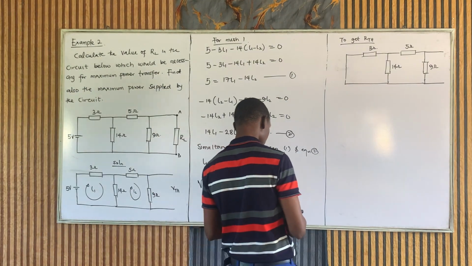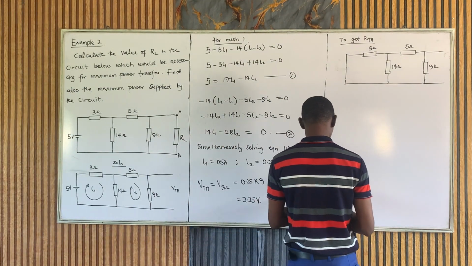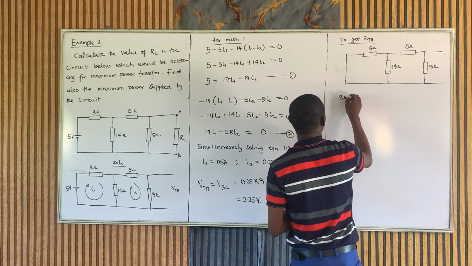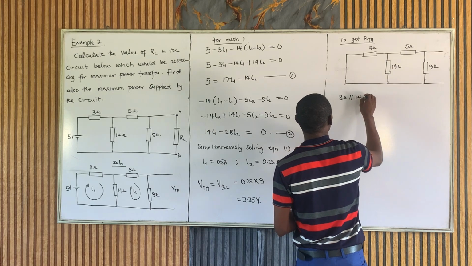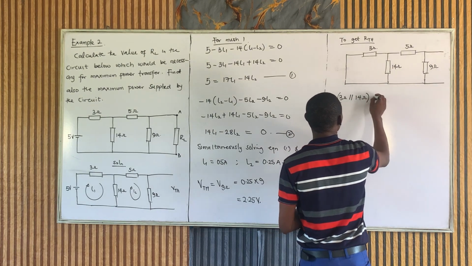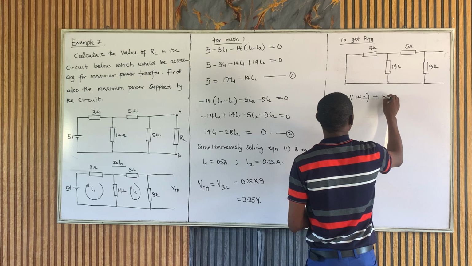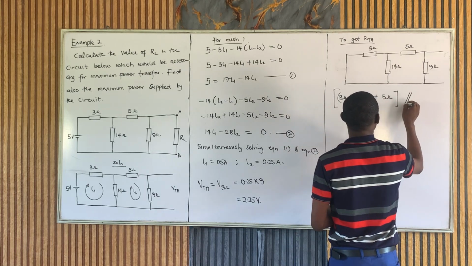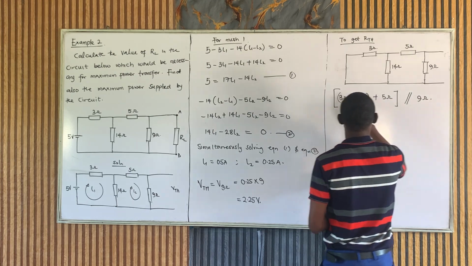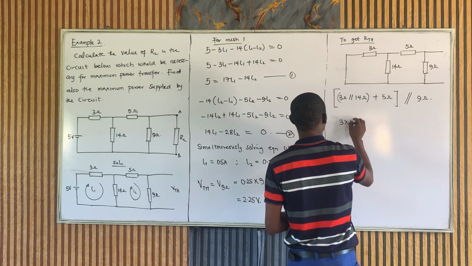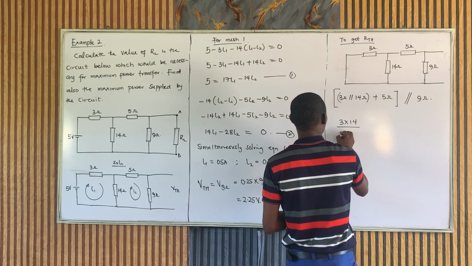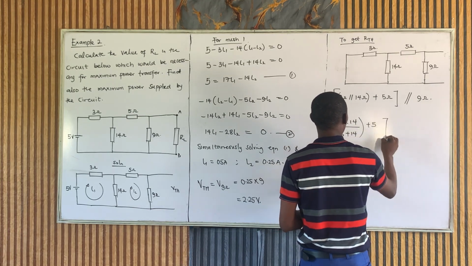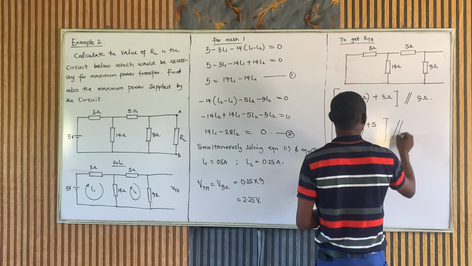So let's calculate this. I'm not going to go straight direct, that's taking much time. First of all, 3 ohms in parallel with 14 ohms, and this combination in series with the 5 ohm resistor. And that in parallel again with the 9 ohm resistor. Let's begin with this. This is 3 times 14 over 3 plus 14, plus 5, which should be in parallel with the 9 ohm resistor.